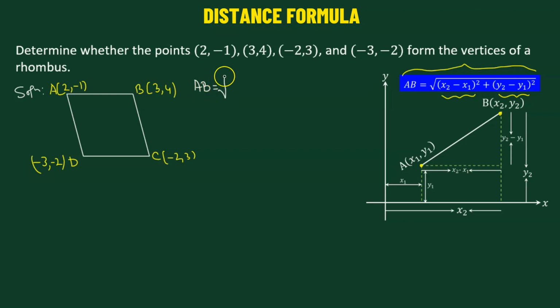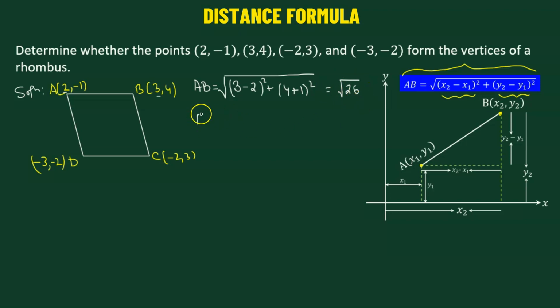So AB will be simply equal to the square root, and we'll have to take the difference of the x coordinate and then square it. We'll start with the x coordinate of B, so that's 3. From it, subtract the x coordinate of A, so that's 2. So we have (3 - 2) squared. And then we are going to add it to the difference of the y coordinate. Here we have 4. From here, we subtract the y coordinate of A, so that's -1. So we have (4 + 1) squared. Let's obtain this value. This comes out to be equal to the square root of 26.